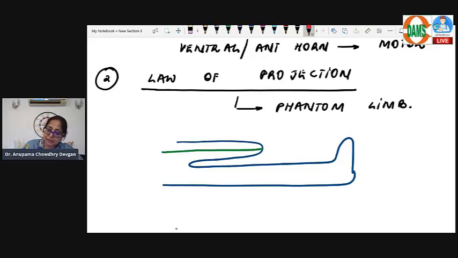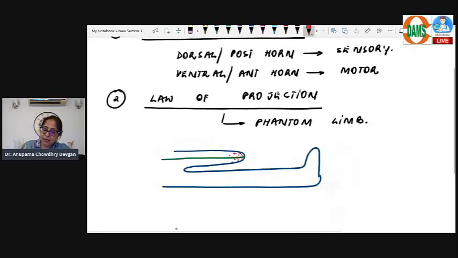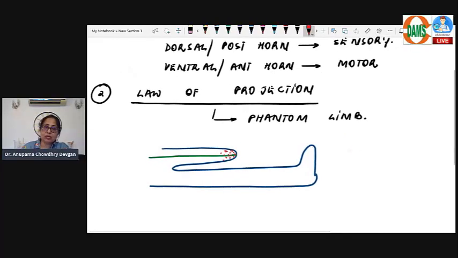So what happens is, the cut end of the nerve is stimulated by the release of inflammatory chemicals in the stump. Inflammatory chemicals will stimulate the cut end of the nerve. And when the cut end of the nerve is stimulated, the patient feels as though the impulses are arising from the non-existent foot. This is called the phantom limb, right? This again has been asked as a question a number of times. What is phantom limb? How do you explain phantom limb? This is law of projection.